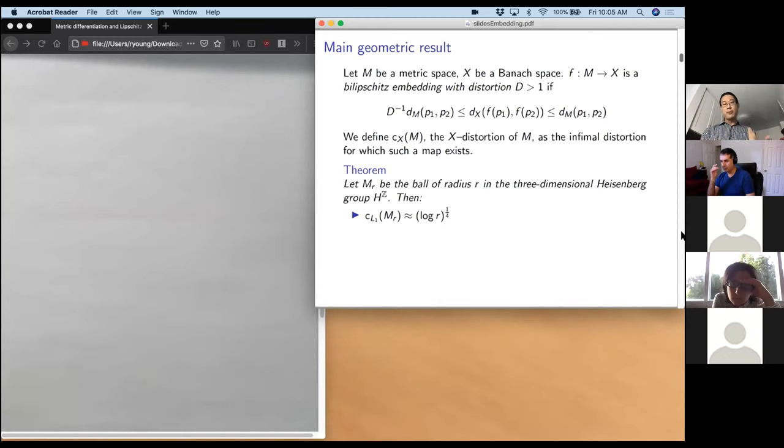This is due to a couple people. So the first result in this direction was a lower bound by Cheeger, Kleiner, and Naor, who showed that any map from the Heisenberg group to L^1 has distortion at least polylogarithmic in R, which is to say at least distortion on the order of log R to, I believe they had a power of log R to the 2 to the minus 50th or so. And then recently, Assaf and I have shown sharp upper and lower bounds on this distortion estimate.